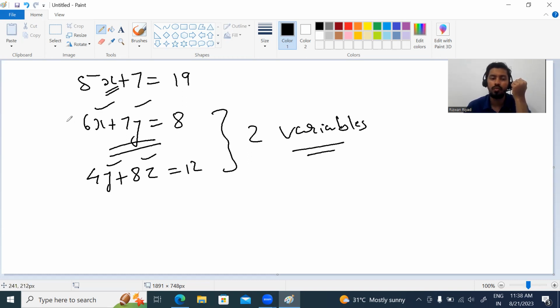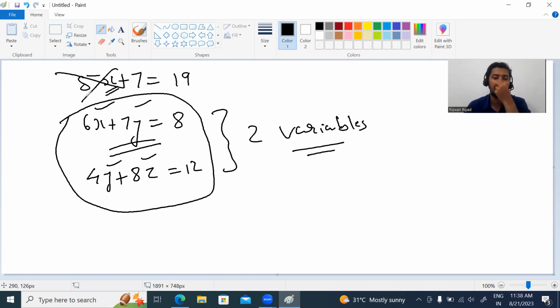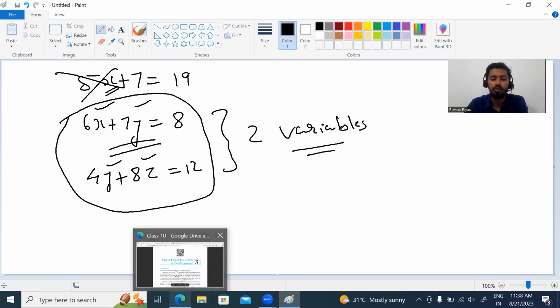So all these equations are linear equations in two variables. In this equation you have only one variable. It's a linear equation but with only one variable. But here, both of these are linear equations as well as equations with two variables. Now let's move back to the name.